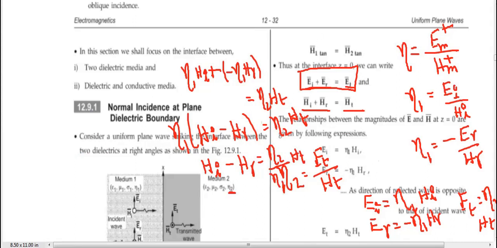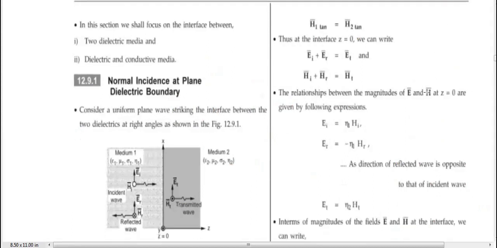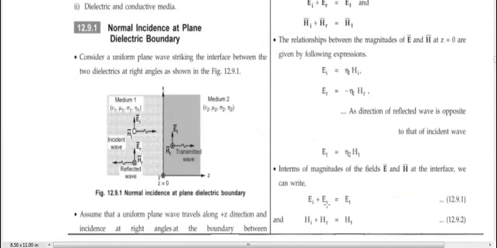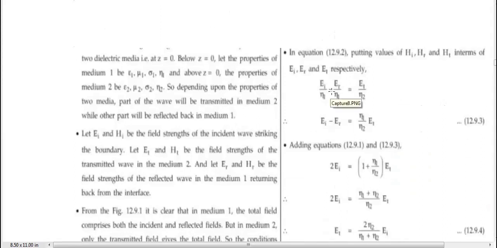Got it, my dear students? We got these equations to find the coefficients, the reflection coefficient and the transmission coefficient. EI plus ER is equal to ET, and HI plus HR is equal to HT. Then you can represent that as EI by eta 1 minus ER by eta 1 is equal to ET by eta 2.